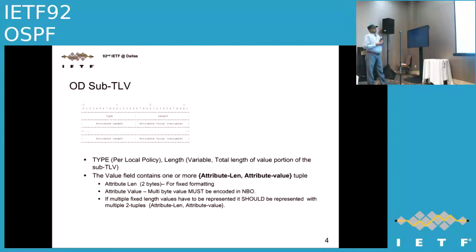So it has sub-TLVs, as we've seen, the container TLV has sub-TLVs. So it enables the operator to pack multiple attributes for one type. Let's say this type here is the operator provision type. There was a discussion last time that some of the types should be reserved, that is, some range should be allowed for the operator and some kept for future use. Alia suggested that, so we have to initiate the discussion on that, but we have had an offline discussion. So the type in this draft is per local policy and it's the operator provision type. And it can have multiple attributes or a single attribute. The attribute length represents the attribute value, and the attribute value is encoded in network byte order. If multiple fixed length values have to be represented, it should be represented with multiple two-tuples, or it can have another type. Next slide.